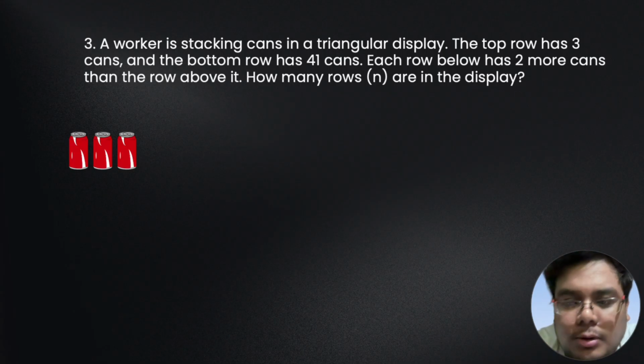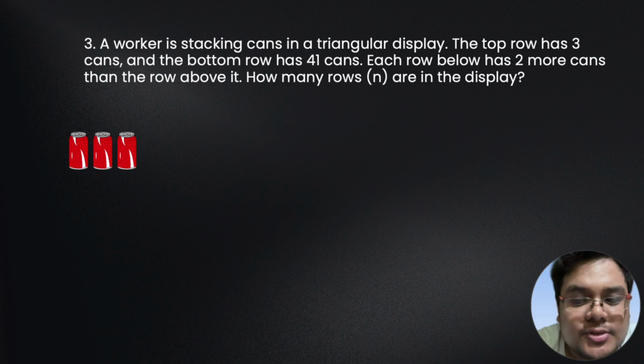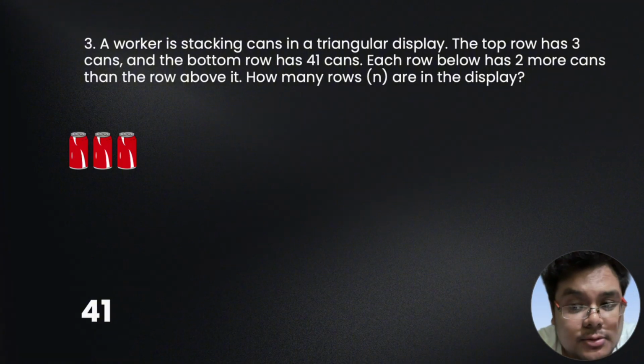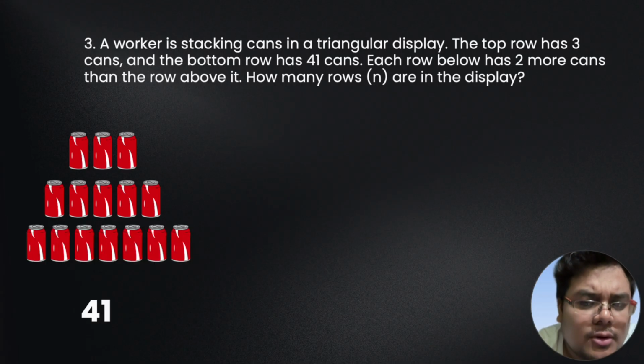According to the problem, the top row has 3 cans. I'm going to place 3 cans here. And the bottom row has 41 cans. I can't place 41 cans on the screen. It's going to clutter the screen, so I'm placing a number here instead. And then it says each row below has 2 more cans than the row above it. So if the row below has 2 more cans, the next row would be 3 plus 2, that's 5. And then the next row would be 5 plus 2 is 7. I can go on until we get to 41, but I'm going to stop here.